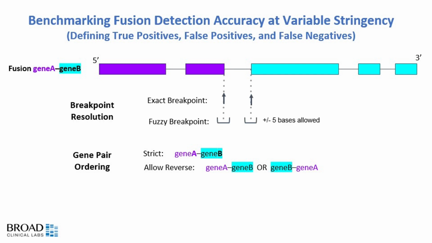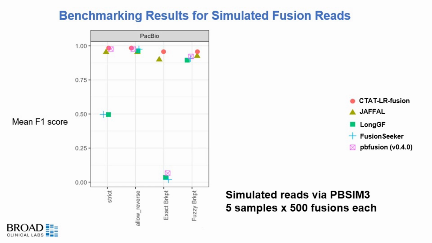We can also look at the breakpoint resolution. So do we have actual exact breakpoints for the fusion transcripts that we're detecting, or do we need to allow for fuzzy breakpoint, allowing a little bit of space around the breakpoint in order to identify it as a true positive in these different predictions? So we have these different ways of doing very strict or very lenient scoring when comparing these different methods. And I'll just show you first the results from our simulated experiment.